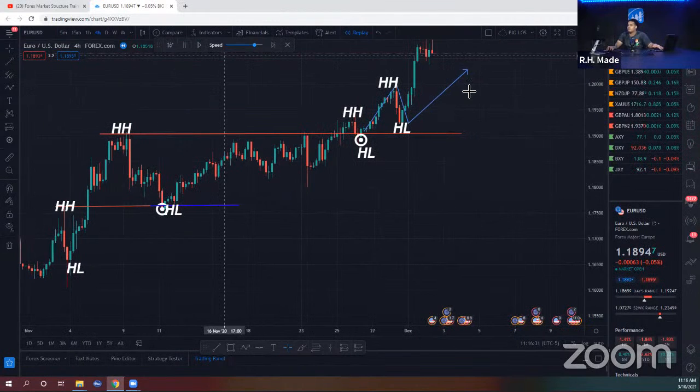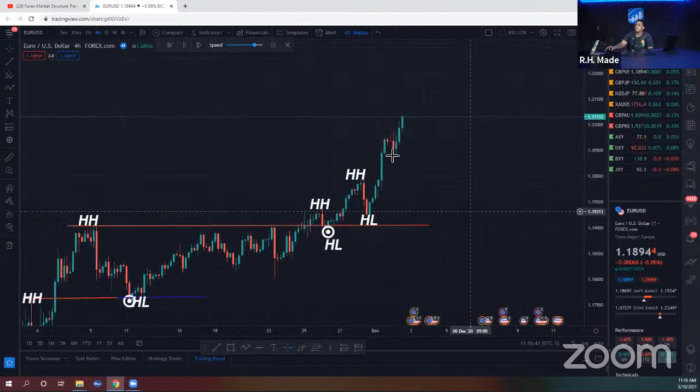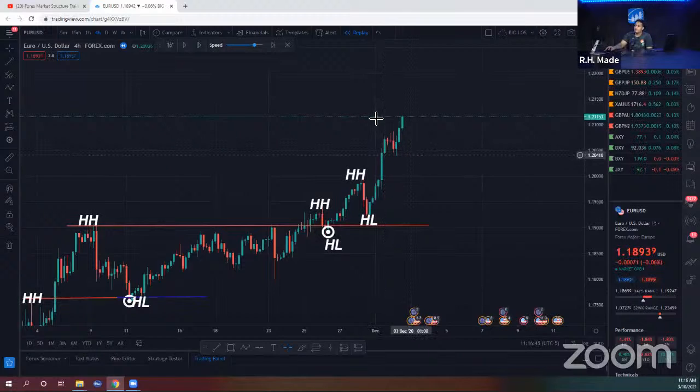Okay, and so 80%, about 85% of the time, you will get a retest. That's why it's always safer to enter the trade off of a retest. Okay, that other 15% will give you something like this, where you'll get a little pullback, a little dip, but it won't go all the way down to the previous higher high or the previous higher low to retest. Okay, that's just, it is what it is at that point.